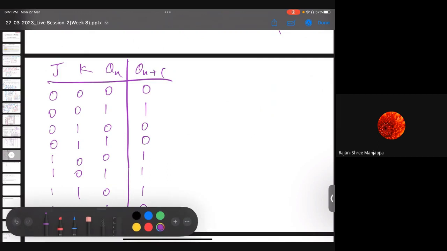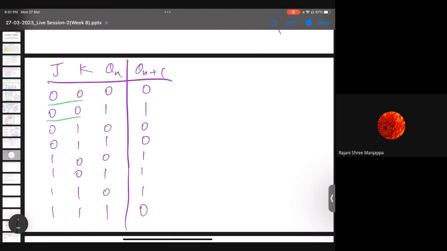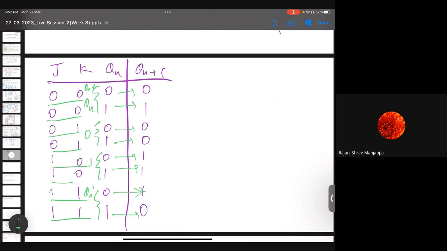So I'll repeat how it has come. When J and K both are 0, the state is nothing but Qn. When J and K are 0 and 1, the state will always be 0. When J and K are 1 and 0, the state will always be 1. The next state I'm talking about is Qn plus 1. And when both J and K are 1, it will toggle, so the state will be Qn bar. So this will always remain 0, this will always remain 1, and this will toggle. So it is Qn bar.